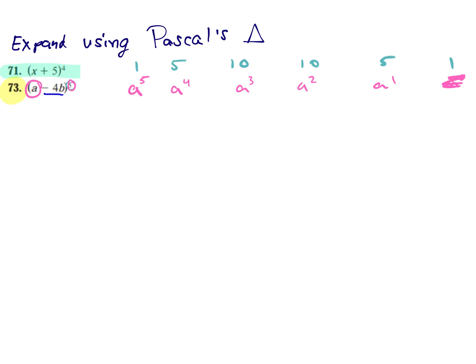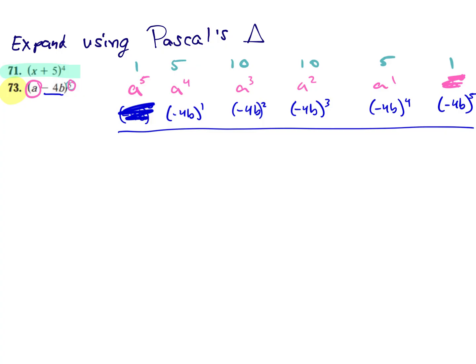Then we have negative 4b. So negative 4b, here we're going to start with the 0 power. Negative 4b to the power of 0, negative 4b to the power of 1, negative 4b to the power of 2, negative 4b to the power of 3, negative 4b to the power of 4, negative 4b to the power of 5. So we can cross off the power zeros. Then we're going to combine each column. So our first term is going to be a to the 5th power. Second term, we have minus 20, a to the 4th power, b to the 1st power.